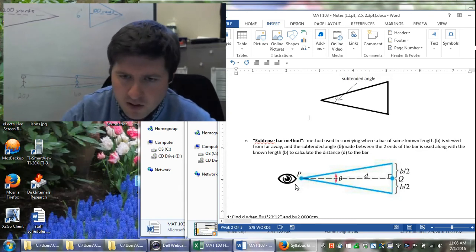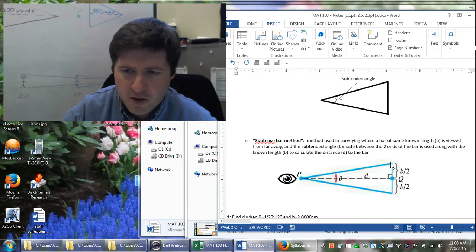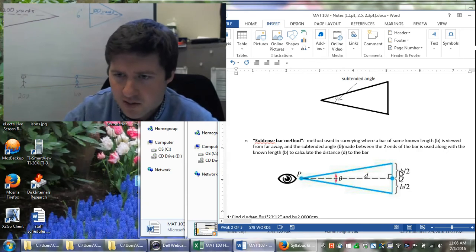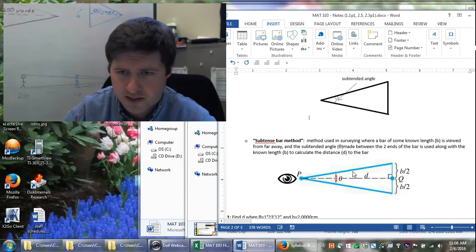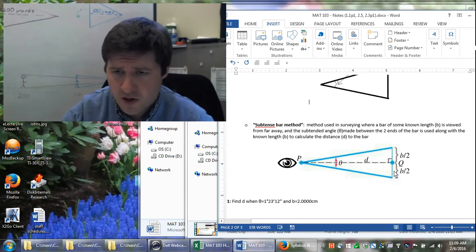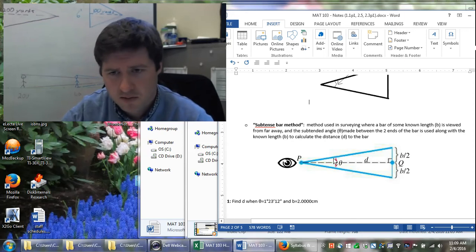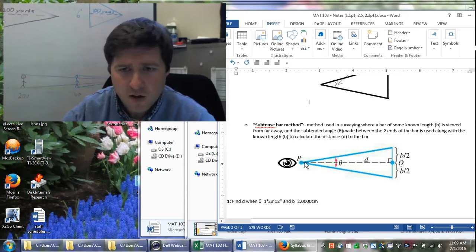So let's see. Subtense bar method. Really, I guess this could be considered either a range finding or surveying technique. So, okay, here's how this works. This is a method for when you're viewing something through a telescope or what have you, at some unknown distance away. That's what we're trying to find here, this distance. We've got a bar here, B. So we're calling it B. I don't know why your text chose all these different variables here, but whatever.